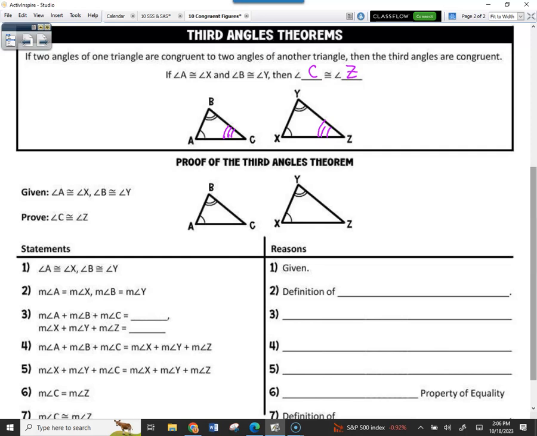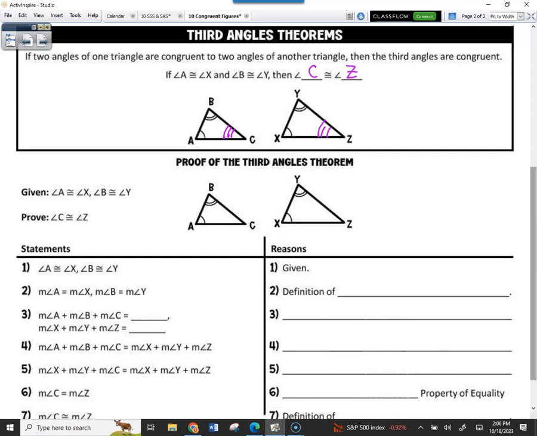Now, the bottom of this paper is a nice little preview of what's to come next week. This is called a proof. This is a 2-column proof. There are multiple types of proofs: paragraph proof, flowchart proof, and 2-column proof. We are only going to do 2-column proofs.